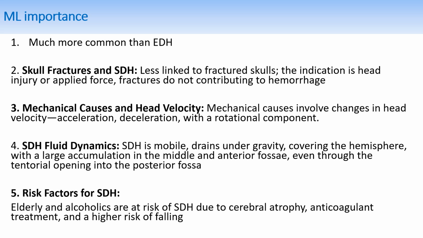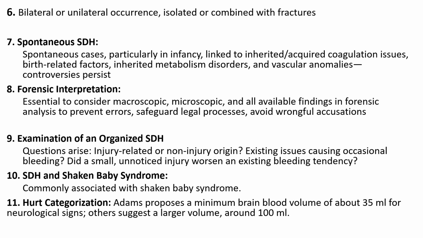And what are the risk factors for subdural hemorrhage? In the elderly and in alcoholics, there is a higher risk of getting subdural hemorrhages due to cerebral atrophy, or maybe due to anticoagulant treatment or liver failure, etc. Not like extradural hemorrhage, subdural hemorrhages may be bilateral, or may be isolated, or may even be combined with fracture. We can't say no. Are there spontaneous subdural hemorrhages? Yes, there may be, very rarely, spontaneous ones as well, due to coagulation issues, birth-related factors, and also inherited metabolism disorders, vascular anomalies, and so on.